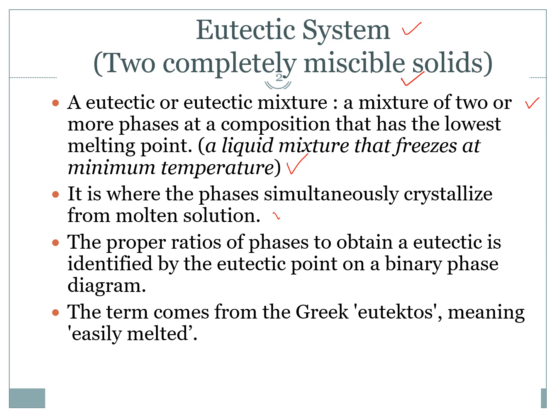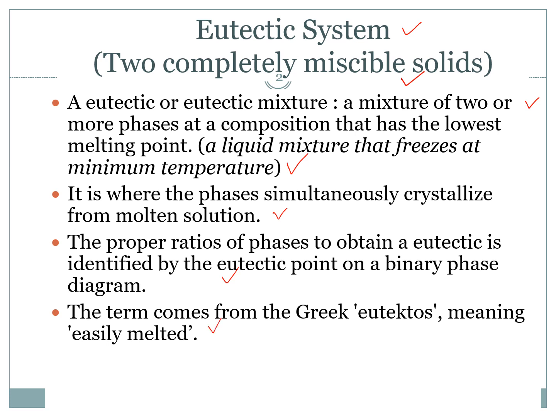It is where the phases simultaneously crystallize from molten solution. The proper ratio of phases to obtain a eutectic is identified by the eutectic point on a binary phase diagram. So the term comes from the Greek eutectos, meaning easily melted.